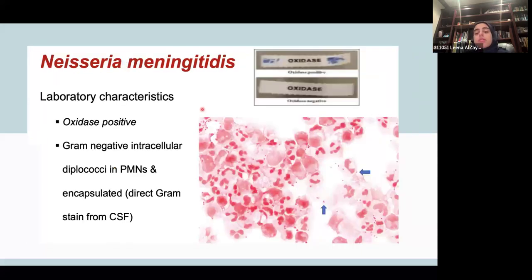Neisseria meningitidis is gram-negative intracellular diplococci found in neutrophils usually. It's oxidase positive, and it is encapsulated.